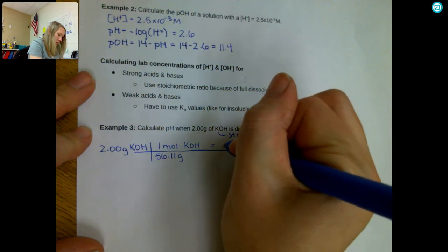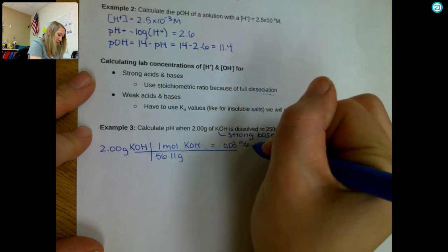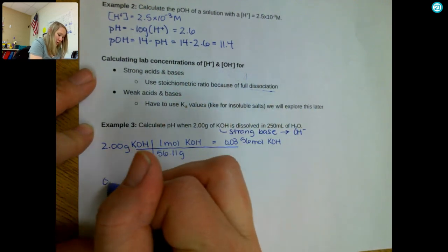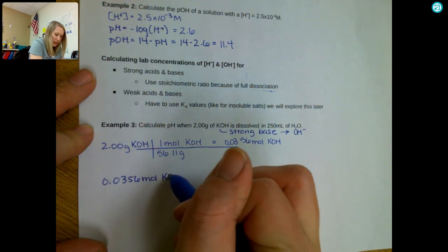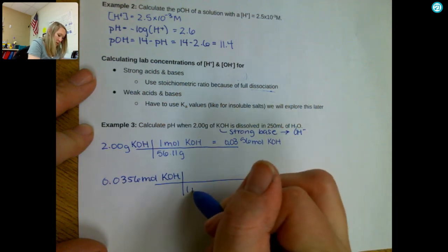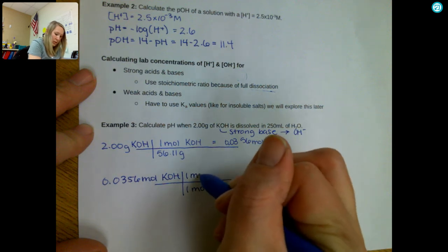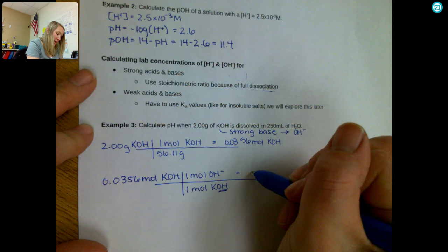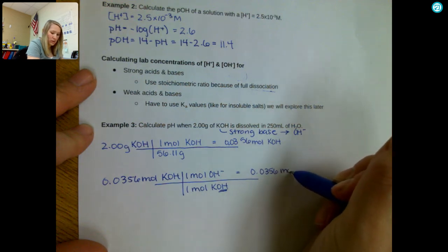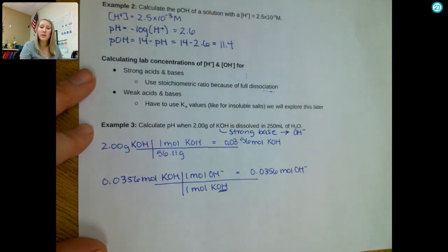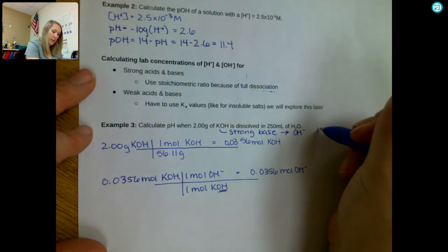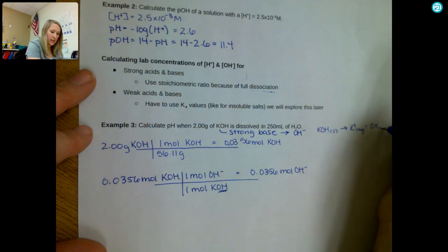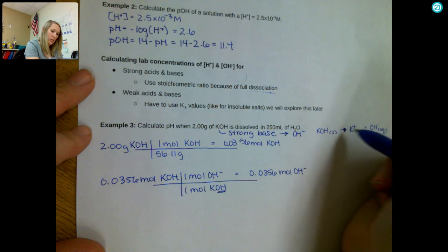So I get 0.0356 moles of KOH. So if I have 0.0356 moles of KOH, I know that for every 1 mole of potassium hydroxide, I have 1 mole of hydroxide ions, right? There's 1 hydroxide ion for every 1 potassium hydroxide. That means that I have 0.0356 moles of hydroxide ions also floating around in solution because it fully dissociated. So all of my potassium hydroxide, we could write as an equation, solid fully dissociates into potassium ions that are aqueous and hydroxide ions that are aqueous. Okay, it completely goes, which is why I can use this one-sided arrow.